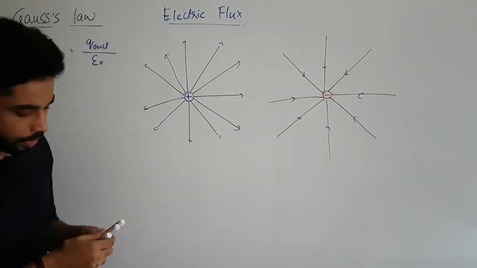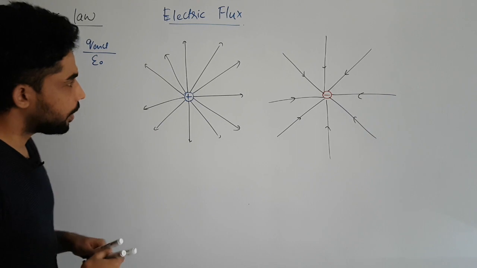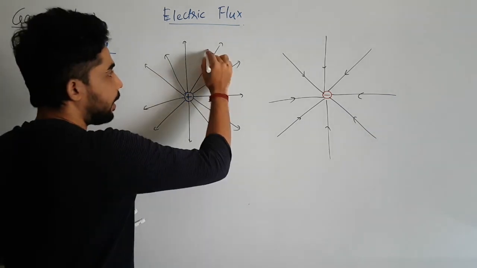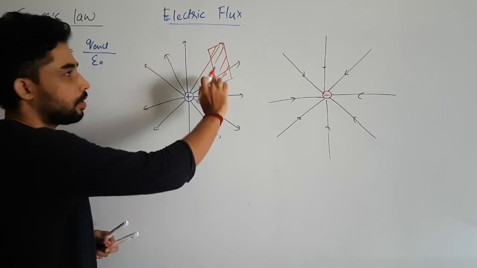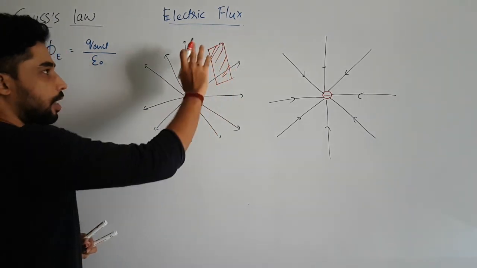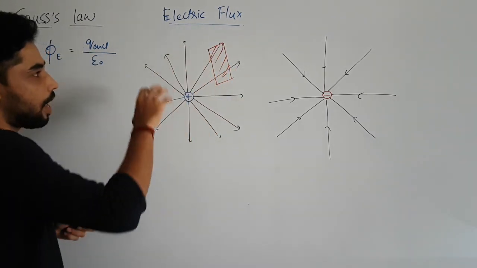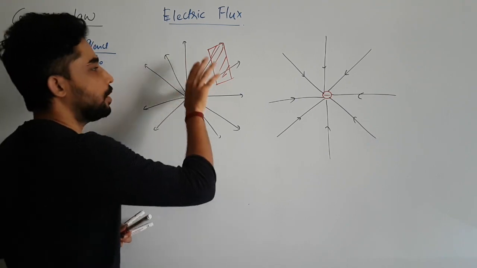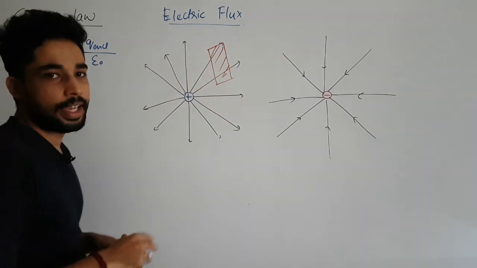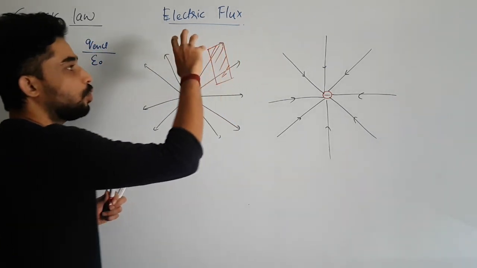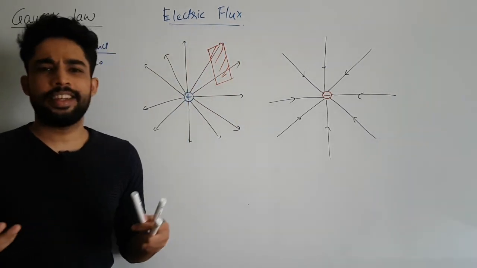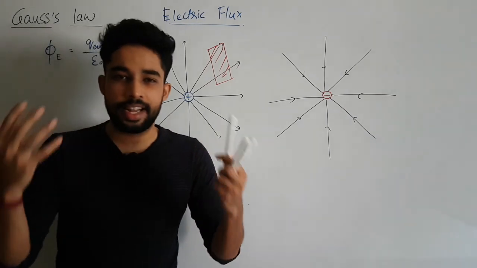Now, in this case, suppose I consider an area here, like a surface, like a window or some flat surface of some area. Now, how much of these field lines do exactly cross this area? That is flux, or the net flow of the field lines through that area is flux. Not very clear. Let's try to understand with the help of an example.